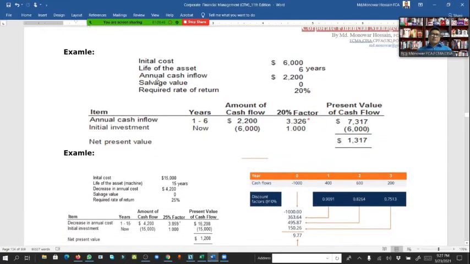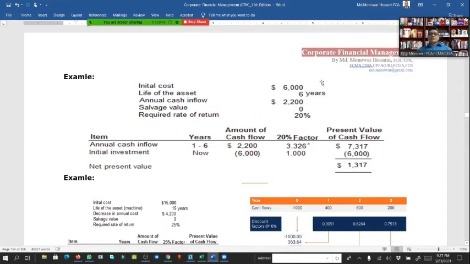For example, look here: initial cost 6,000, life of the asset 6 years, annual cash inflow 2,200, salvage value 0, required rate of return 20%. So what would be the annual cash inflow for years 1 to 6? It is 2,200 every year, and we use the 20% factor. We go to the PV factor sheet, or we can calculate it with a calculator. Here the summation of the discount factor from year 1 to 6 is 3.326.